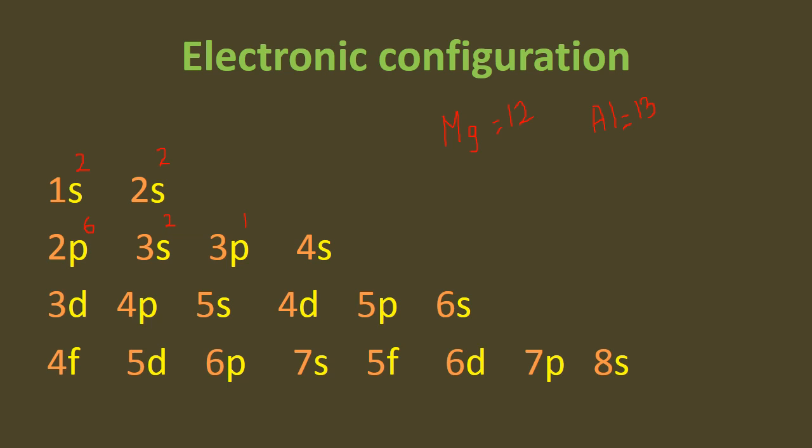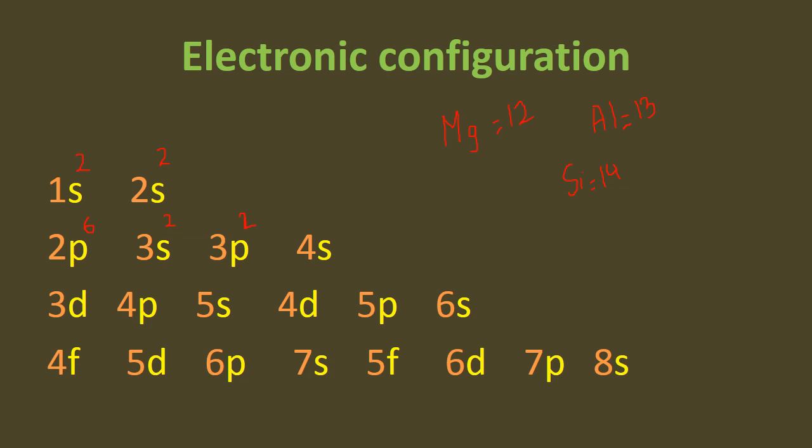After that is silicon. Now the silicon has atomic number 14. The electrons will fill in the similar way and 3p will get 2 electrons. So in this way, by this method, we can do electronic configuration of any elements.